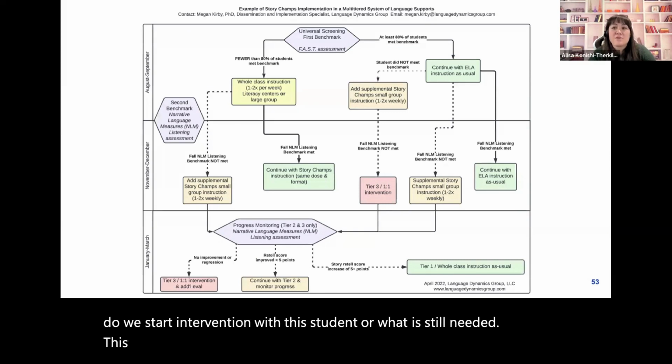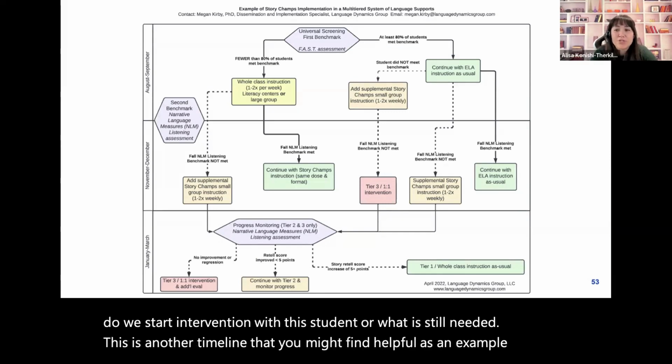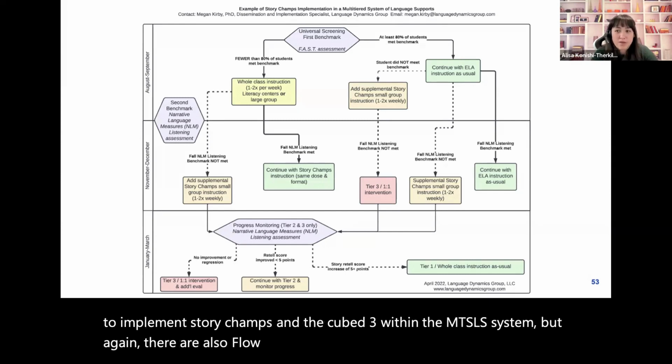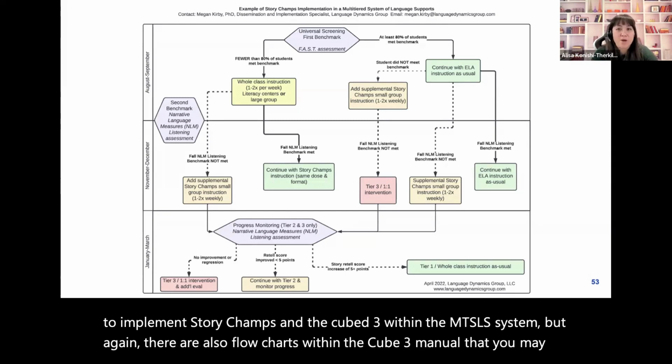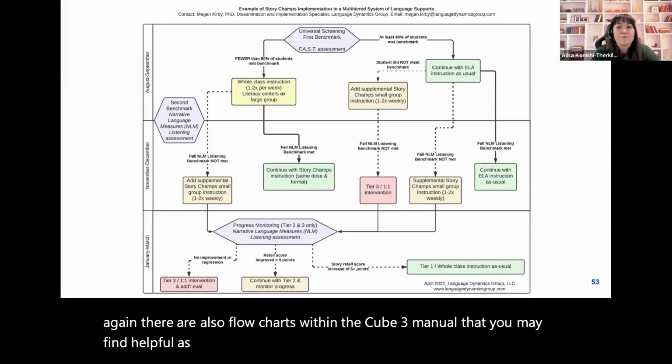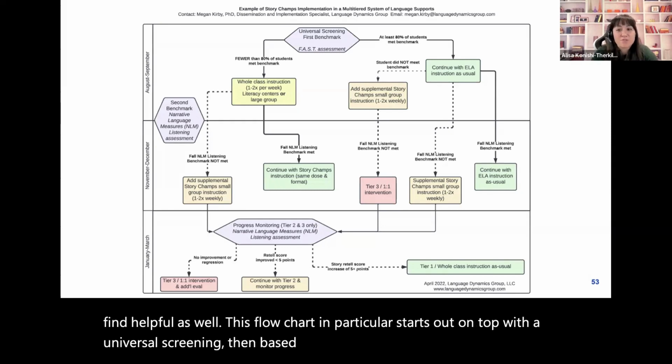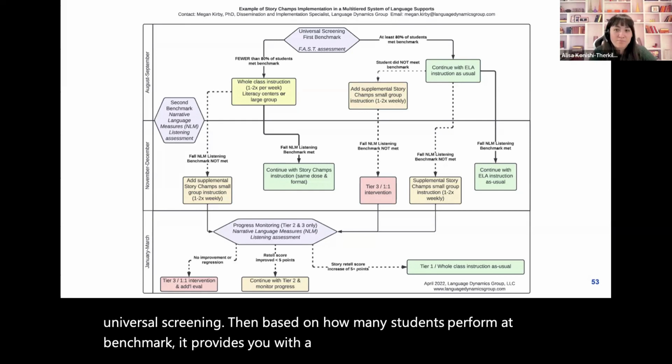This is another timeline that you might find helpful as an example of when to implement Story Champs and the Cubed 3 within the MTSLS system. But again, there are also flowcharts within the Cubed 3 manual that you may find helpful as well. This flowchart in particular starts out on top with a universal screening.